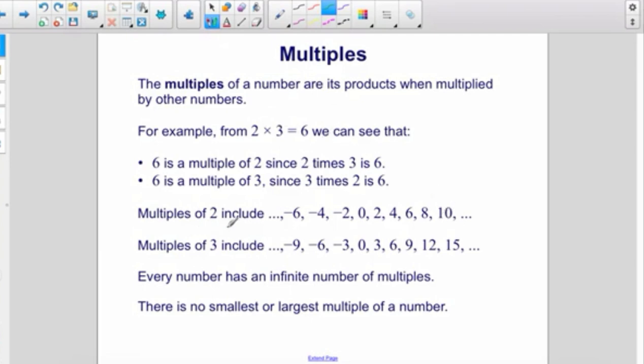So multiples of 2 include -6, -4, -2, 0, 2, 4, 6, 8, 10, and so on, while multiples of 3 include -9, -6, -3, 0, 3, 6, 9, 12, 15, and so on. Every number has an infinite number of multiples. There is no smallest or largest multiple of a number.